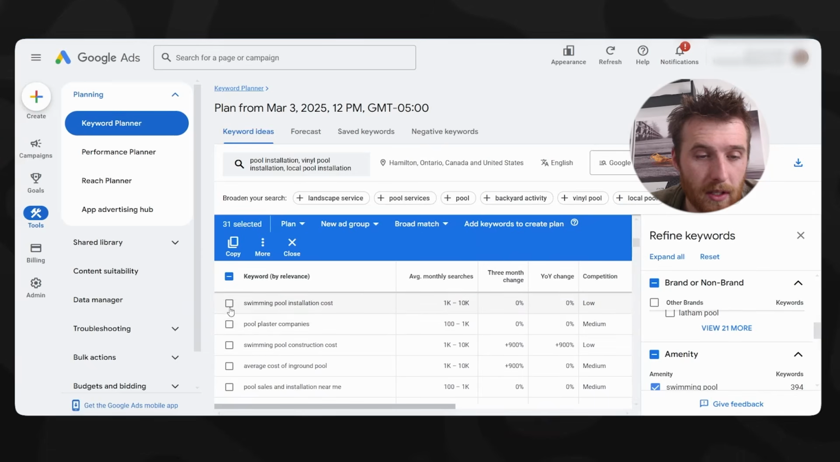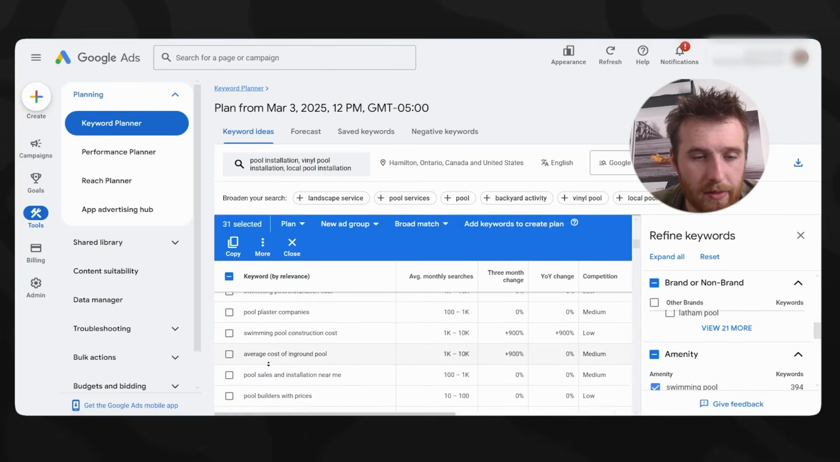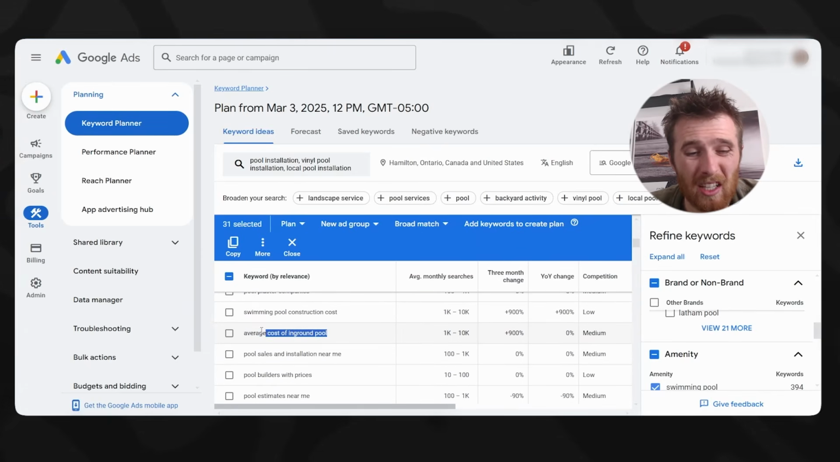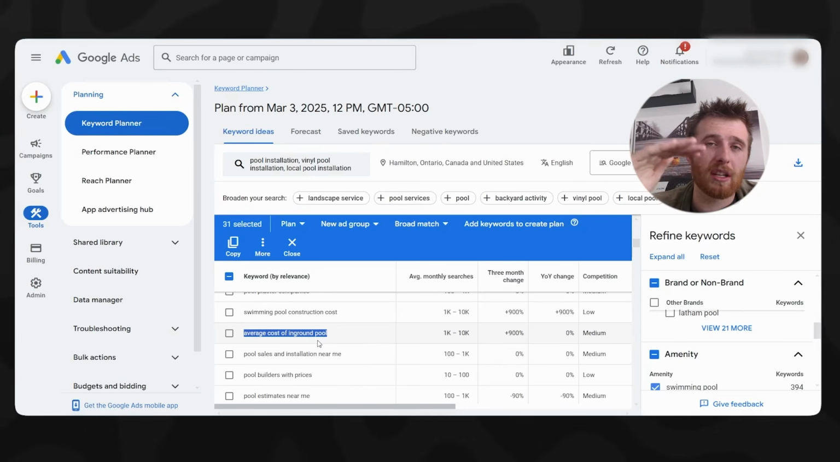Pool plaster companies, swimming pool. Actually, no, that's cost, average pool cost. As you can see, these are a lot of informational stuff. Informational tend to be higher up the sales funnel. They're not as quick to make a decision. They take a longer time.